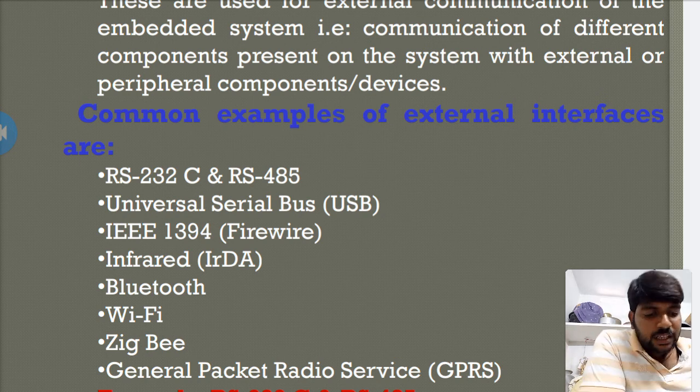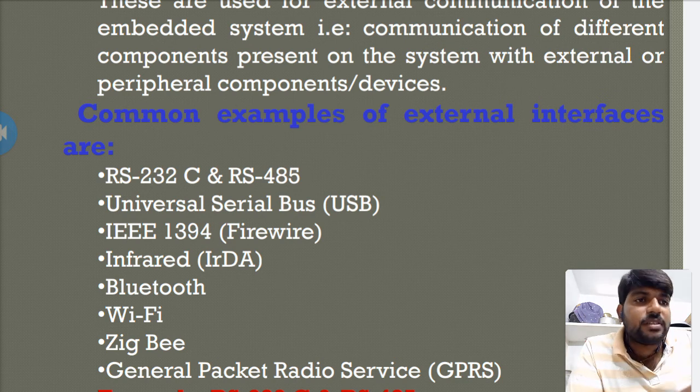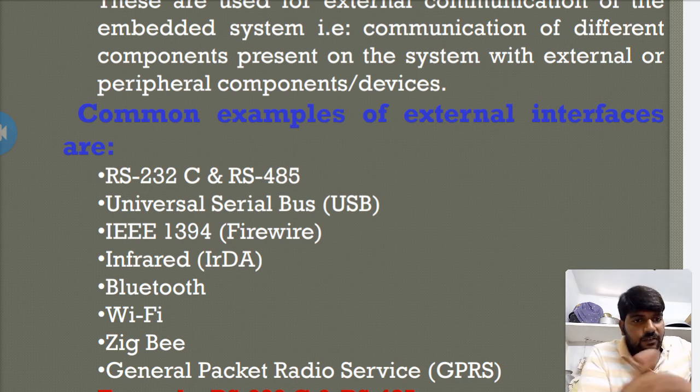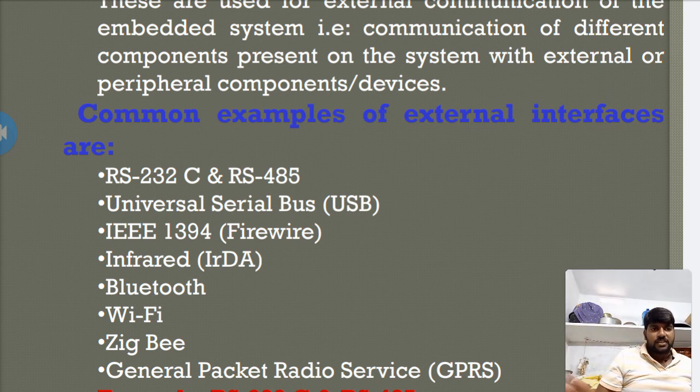Zigbee is also one of the low power, low cost wireless network devices. We use it for distances of less than 100 meters. So this is another, advanced technology compared to Bluetooth. The drawback of Bluetooth is its very short range of communication; compared to Bluetooth, Zigbee is used for somewhat longer range communication.